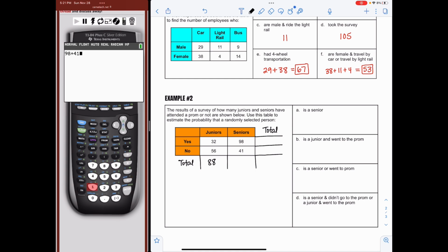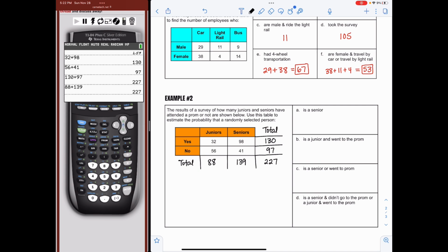98 plus 41 is 139. 32 plus 98 is 130. 56 plus 41 is 97. And then to find my grand total, I can do 130 plus 97, which is 227, or you can do 88 plus 139, which is also 227 as your overall total.